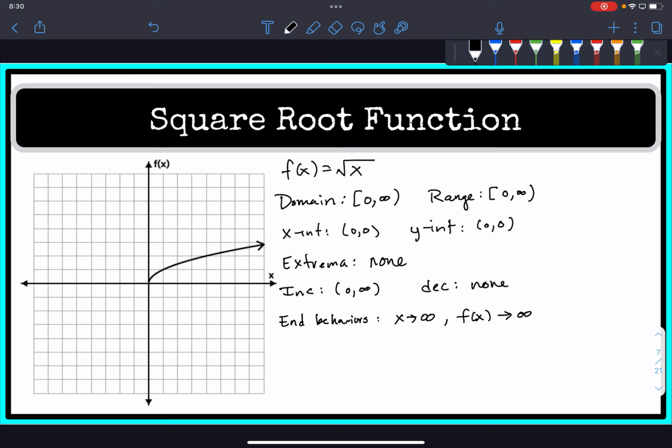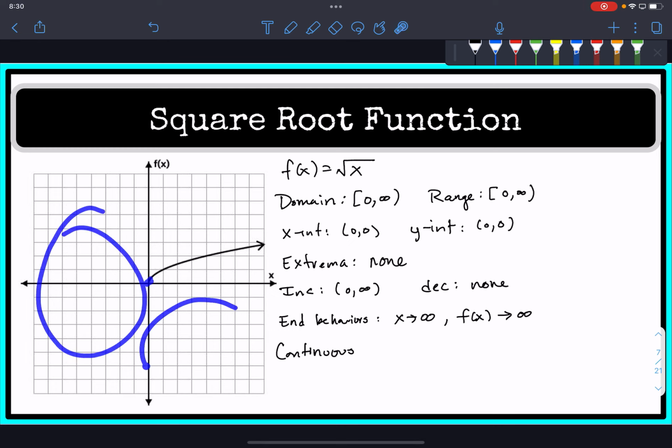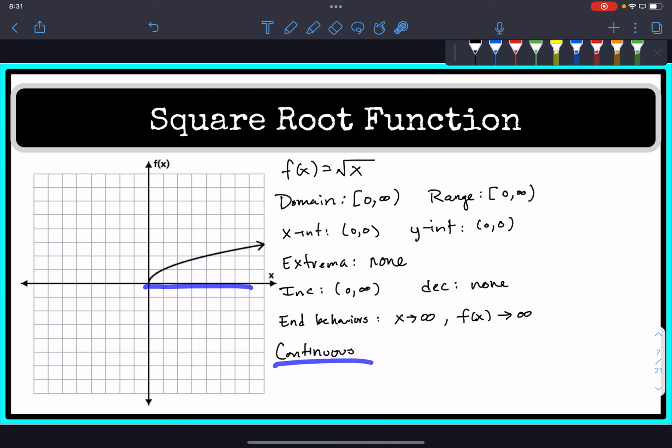Now, this function is still continuous, even though it starts here and doesn't exist anywhere over here or down here or to the left of 0 at all. This function only exists to the right of the origin, 0, 0. It is still considered continuous because this has no gaps, no holes, no jumps, nothing like that. So this is continuous.